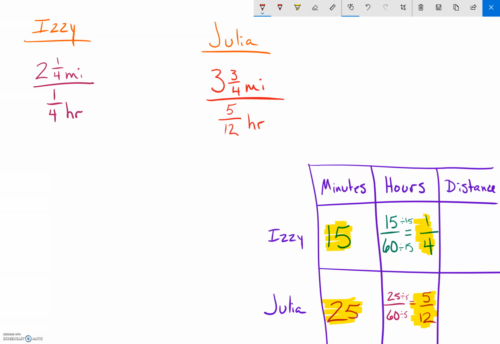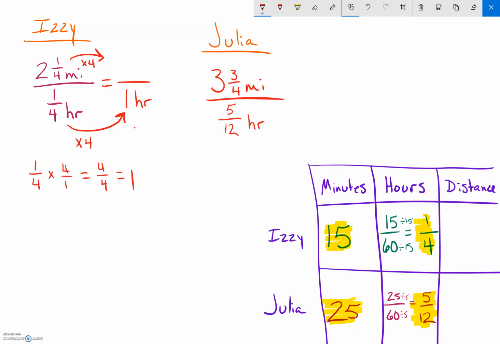We're going to make unit rates. So if we look just at Izzy, we have a denominator of 1/4. We need that denominator to be 1. So the easiest way to do that is just going to be by multiplying. 1/4 times 4. 1/4 times 4 is 4/4 or 1. So that would give us 1 hour. So then all we have to do is multiply 2 1/4 by the same thing, by 4. We'll show our work down here.